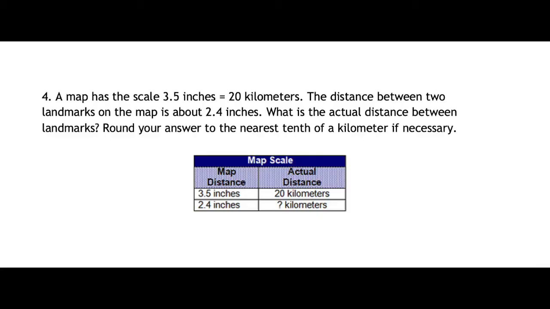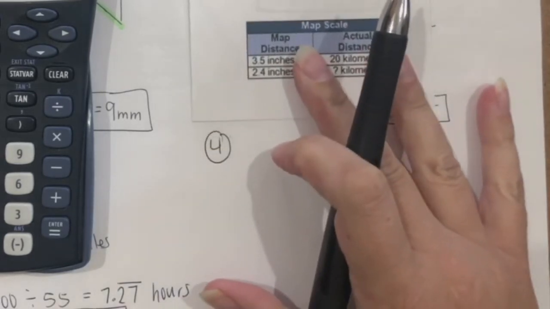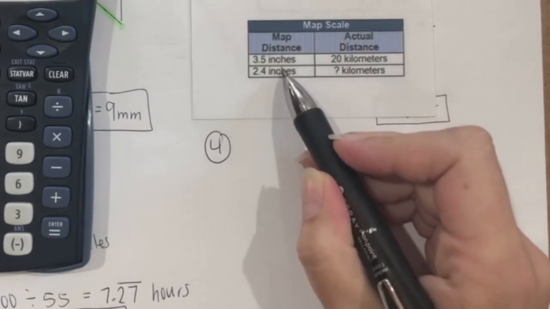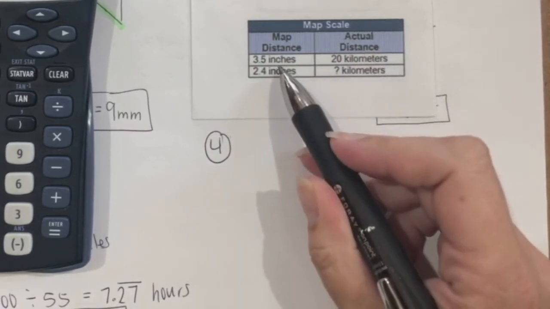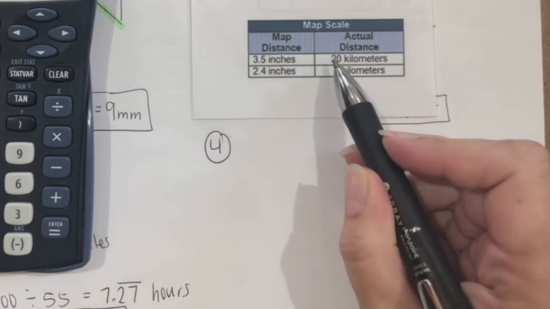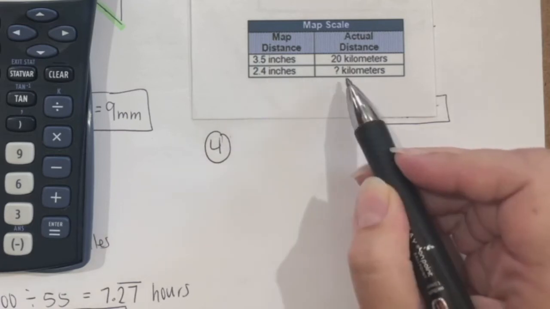Let's do number 4. A map has the scale 3.5 inches equals 20 kilometers. The distance between two landmarks on the map is about 2.4 inches. What is the actual distance between the landmarks? Round your answer to the nearest tenth of a kilometer if necessary. I printed out the little table here so we could see this, and it's telling us that the map distance is in inches and the actual distance is in kilometers. And 3.5 inches on the map equals 20 kilometers in real life. So what would 2.4 inches on the map equal in real life?